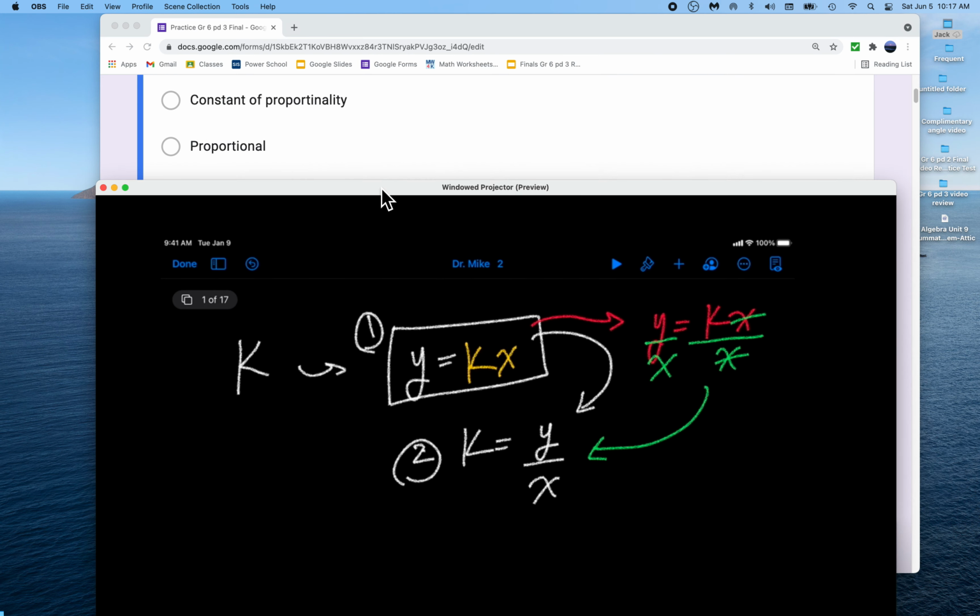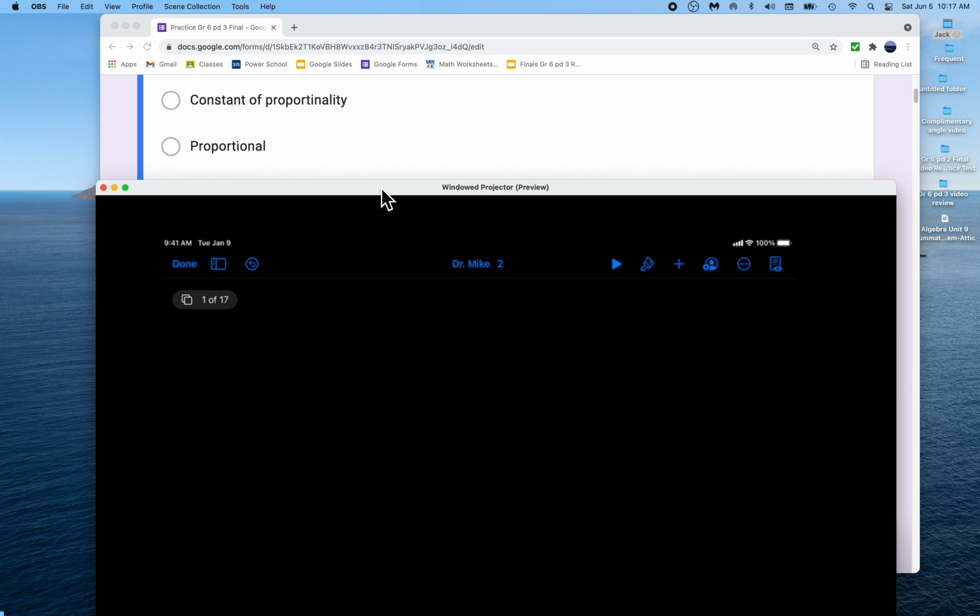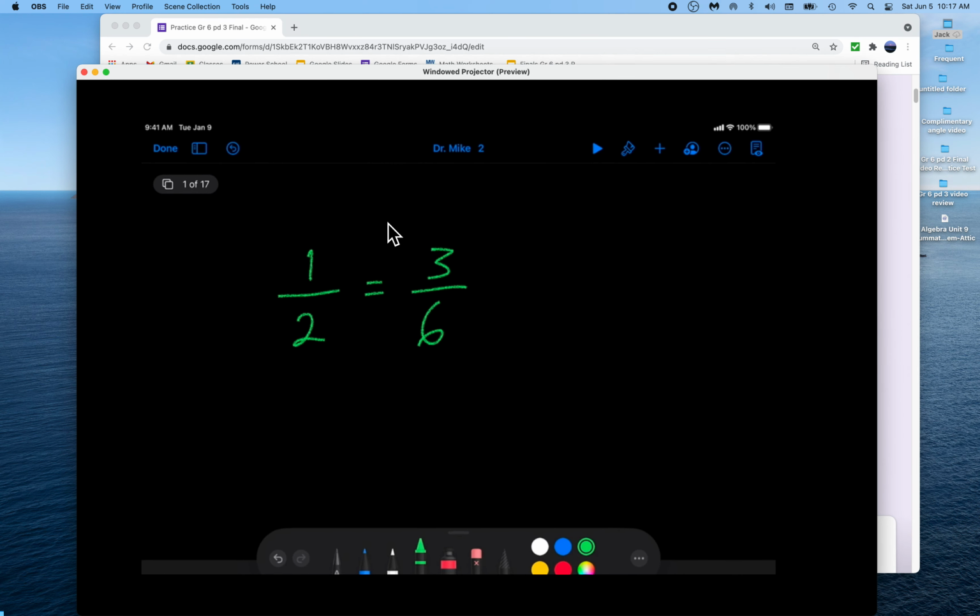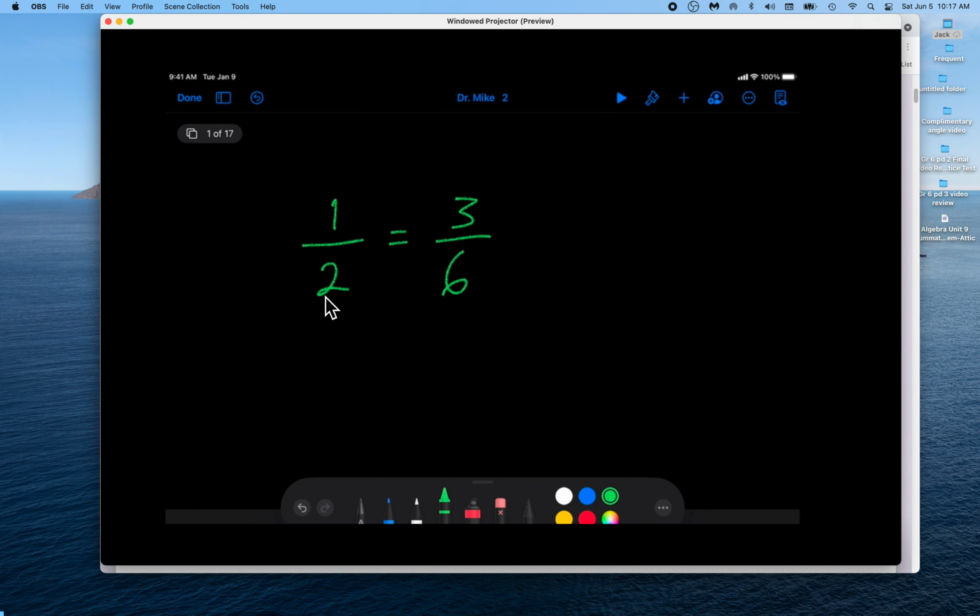Second one, proportional. The word proportional means that two fractions or two ratios are the same, even though the numbers are not exactly equivalent. So this would be a proportional relationship between these two ratios. This has the same value as that, therefore that equal sign is valid. Now here, with these numbers, it is obvious that these ratios are equal. But what if you get something like this?